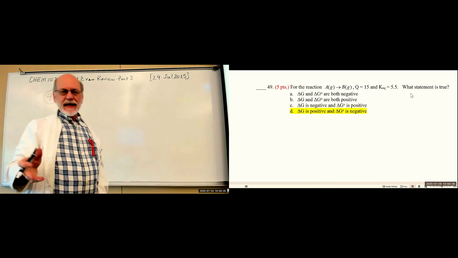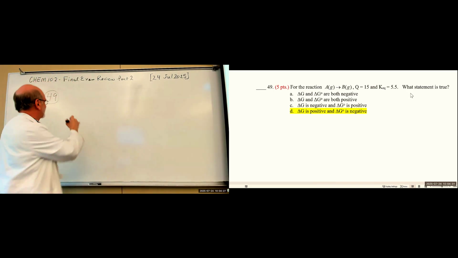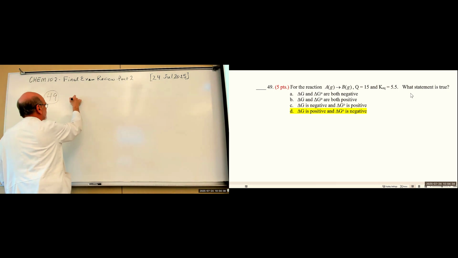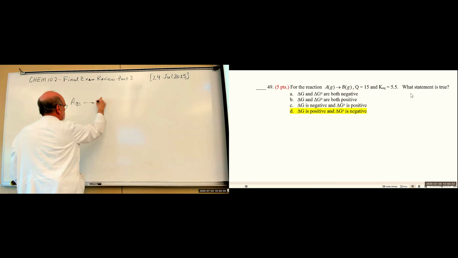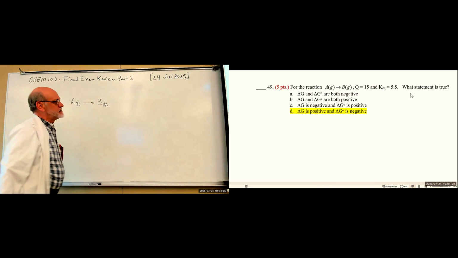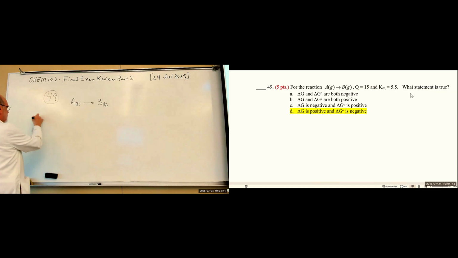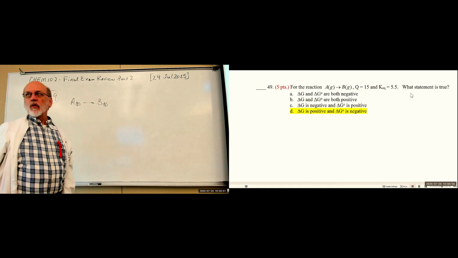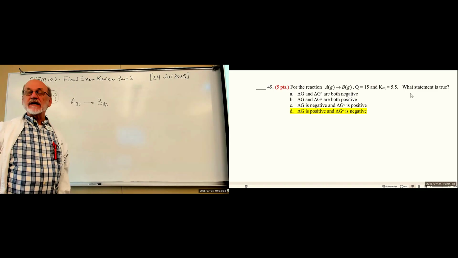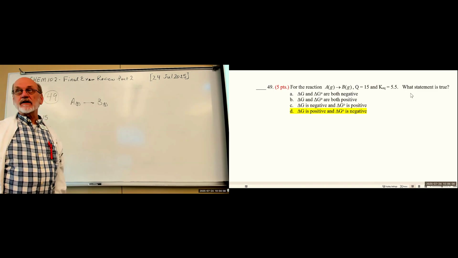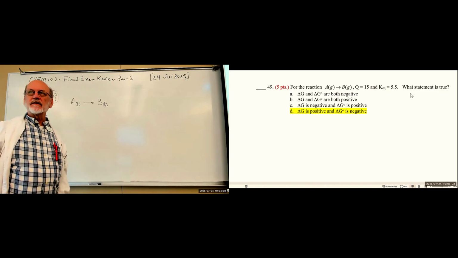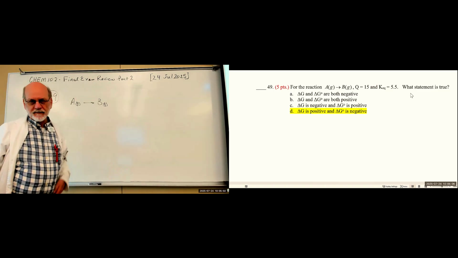For the reaction, A gas yields B gas. Q is 15. We got Q is equal to 15 and K is equal to 5.5, correct? Yep. What statement is true? Delta G and delta G standard conditions are both negative, both positive, or one's negative and the other's positive. Okay.